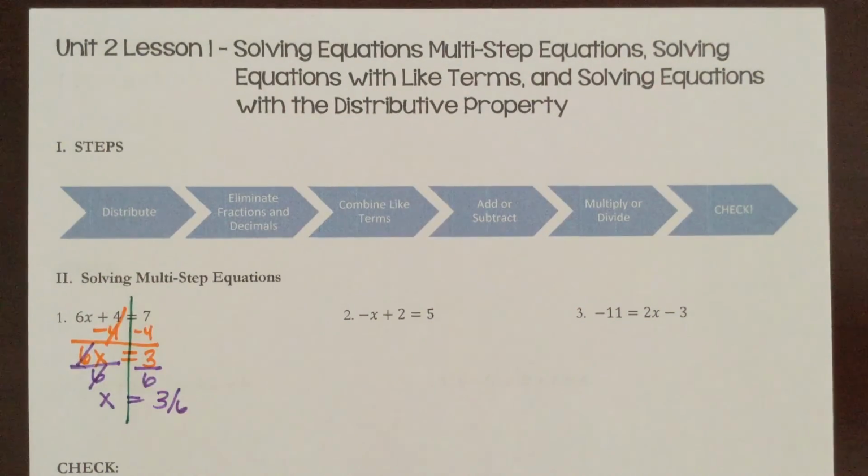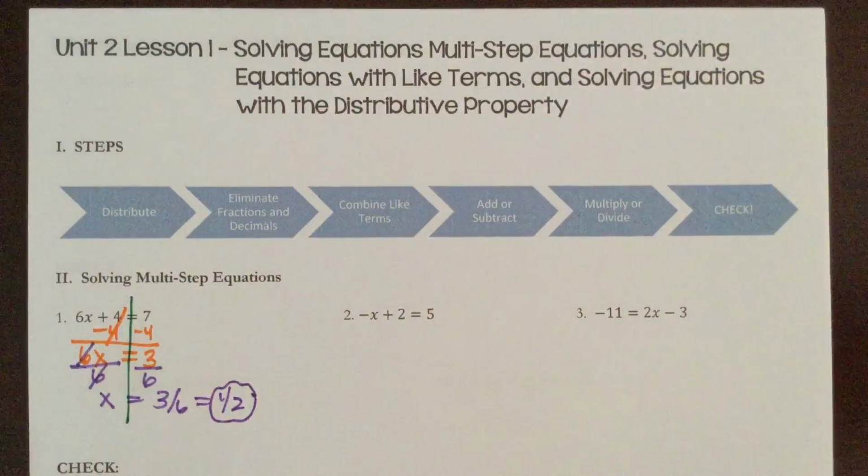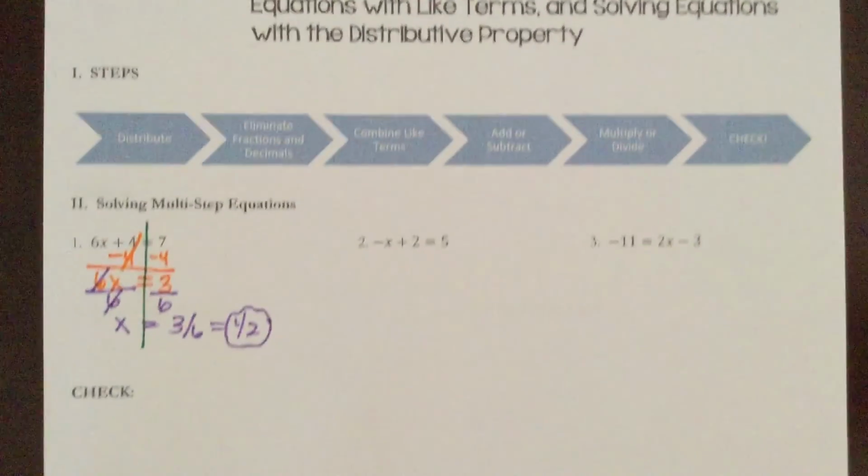Anytime we have a fraction, we want to make sure that we simplify that completely. 3 over 6 can be reduced to 1/2. Therefore, we believe that since x is by itself, we have isolated the variable, its value will be equal to 1/2. Our very last step in the process of solving is to check this answer and make sure that it is correct.